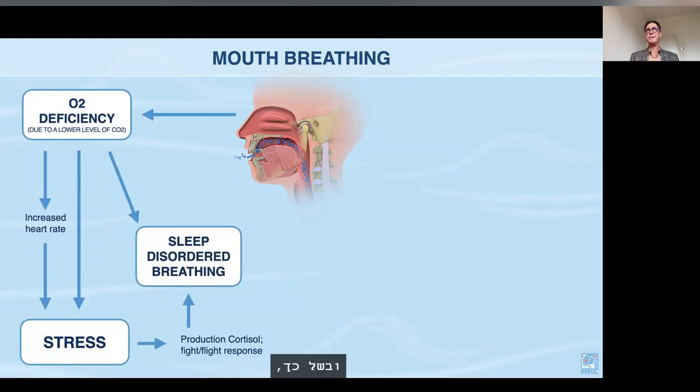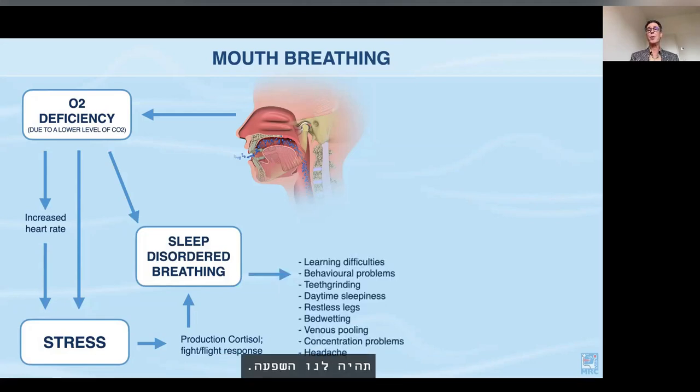And due to that, the quality of sleep, the quality of nighttime sleep is very poor. So then we start talking about sleep disordered breathing. If the quality of sleep is poor, we will have an effect during daytime. We talk about mouth breathing for weeks, for months, and for years.